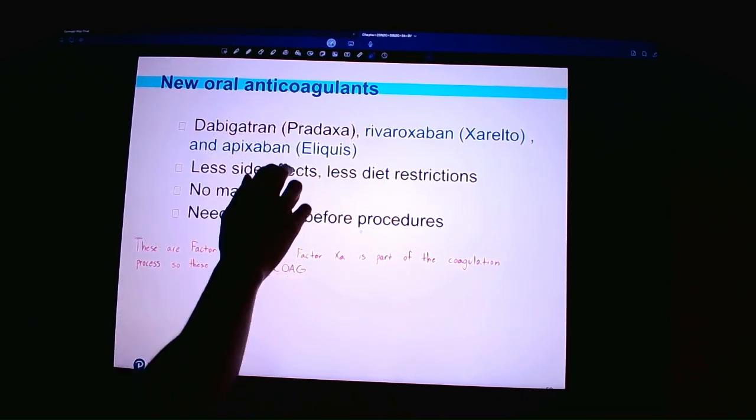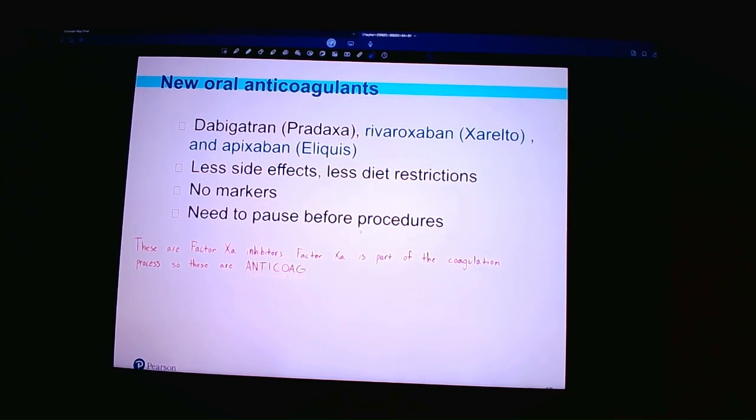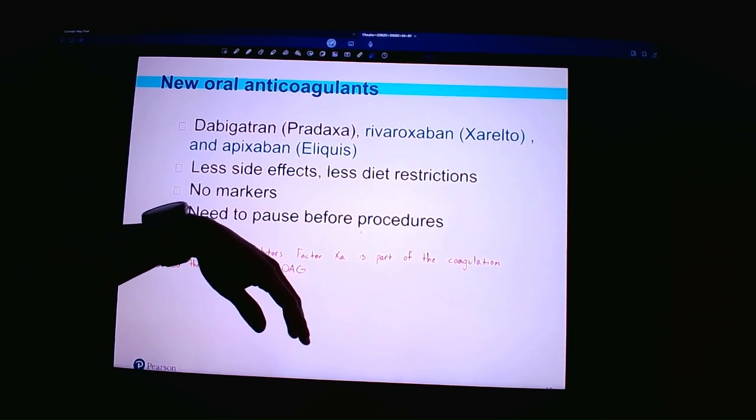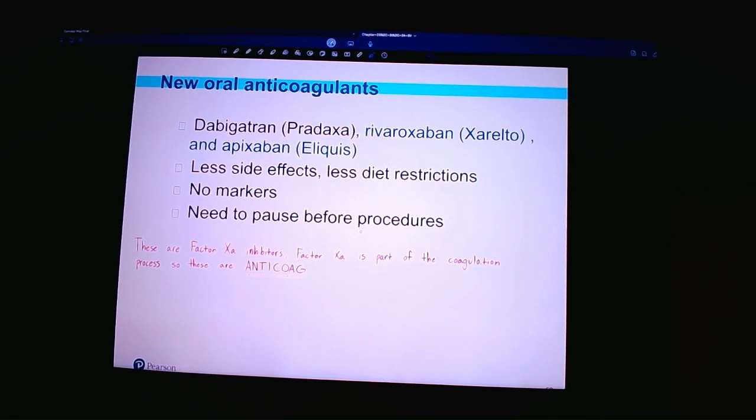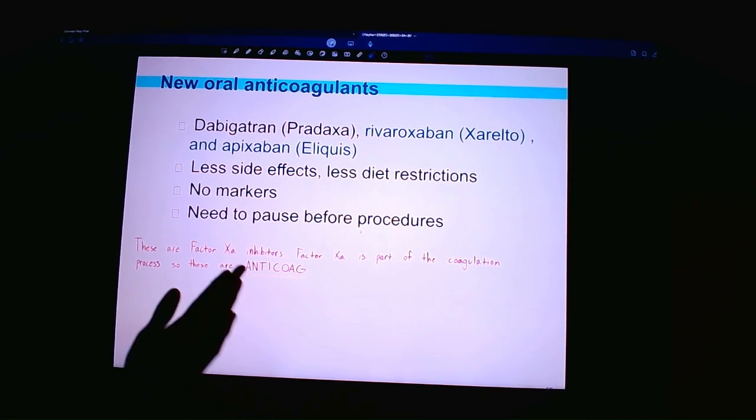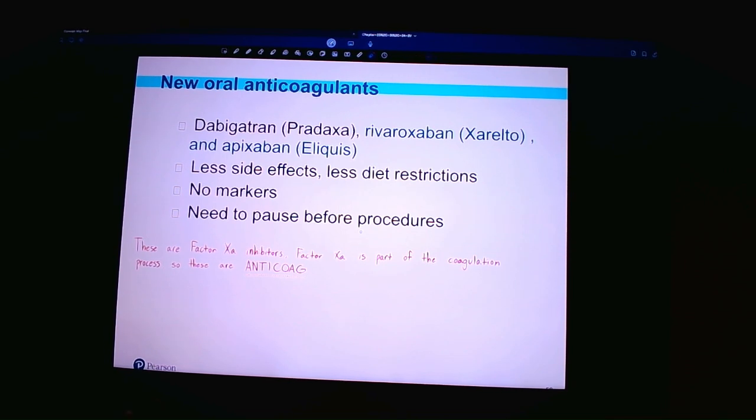The nice thing, less side effects, less diet restrictions, right? There were certain diet restrictions for the other anticoagulant drugs or antiplatelet and so on and so forth. So these have less diet restrictions, less side effects. I mean, in the end though, all of these, their side effect will be bleeding. You can't get rid of that because there's no way you can have an anticoagulant drug and not bleed. That's kind of impossible. There's no real markers again because what do we say? It's just really your PTT, your APTT, your PLT, and stuff like that. So there's not crazy stuff.